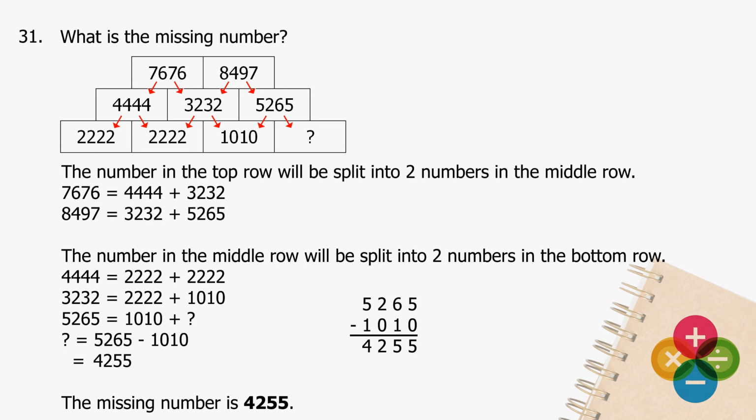The number in the middle row will be split into two numbers in the bottom row. 4,444 is equal to, add 2,222 to 2,222. 3,232 is equal to, add 2,222 to 1,010. 5,265 is equal to, add 1,010 to the missing number. The missing number will be, subtract 1,010 from 5,265, and the difference is 4,255. The missing number is 4,255.